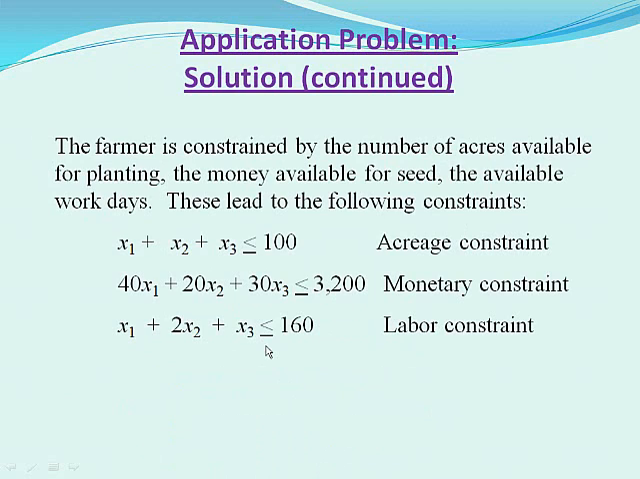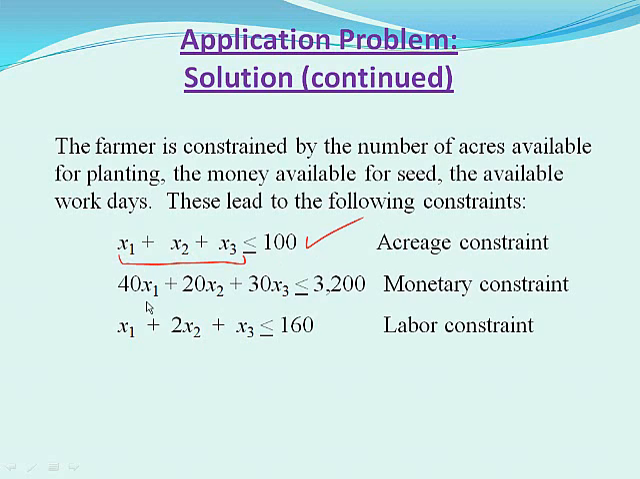The farmer is constrained by the number of acres available for planting, the money available for seed, and the available workdays. This leads to the following 3 constraints. If we add all the number of acres, we will get x1 plus x2 plus x3 on the left side, and there are only 100 acres available for agriculture. So we will get x1 plus x2 plus x3 less than or equal to 100 as the first constraint.